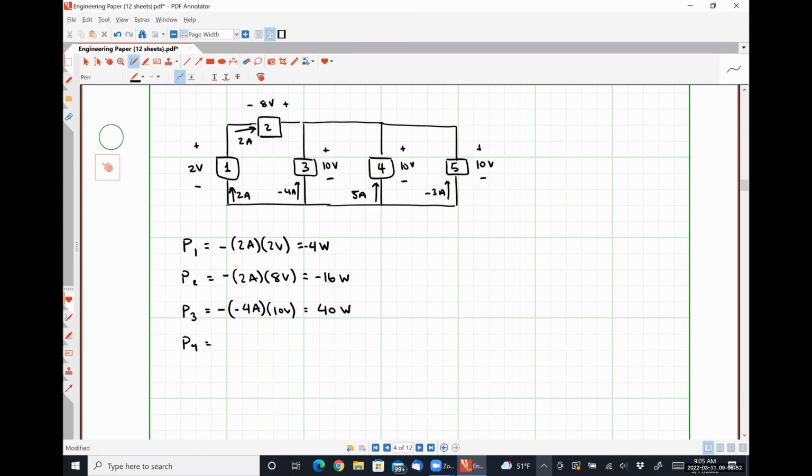For element 4, we have a current of 5 amps, a voltage of 10 volts. But the current is flowing into the negative polarity terminal, so we need a negative sign since we're calculating absorbed power, which is going to give us -50 watts. And then finally, for element 5, we're going to have negative 3 amps times 10 volts is equal to negative 30 watts. Do me a favor and add all these together.